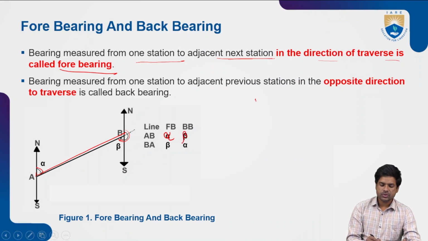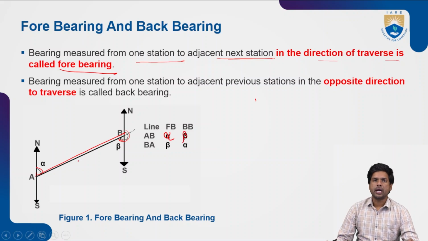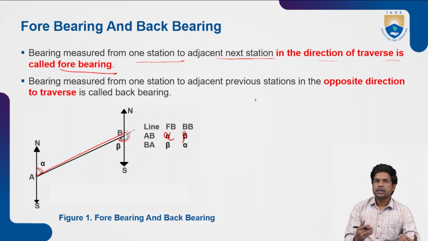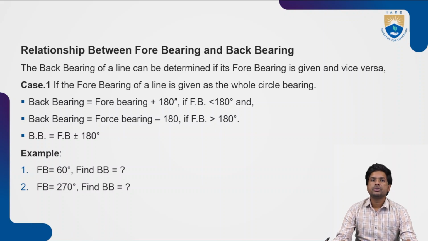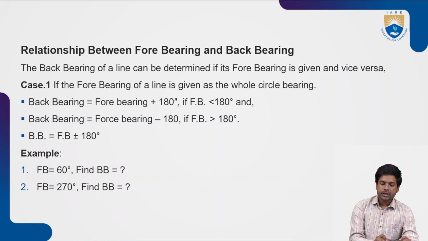This is how we calculate the forebearing and back bearing. Simply, if you sight the second station from one station in the direction of the traverse, that angle gives the forebearing. If you sight station A from station B, the direction is opposite to the traversing, and this particular angle is called the back bearing. Now coming to the relationship between the forebearing and back bearing: the back bearing of a line can be determined if the forebearing is given.